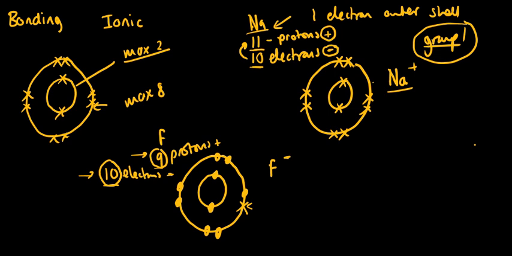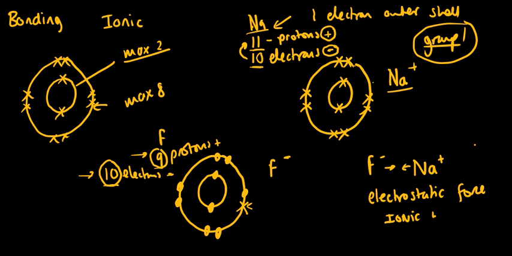Okay, so this works out quite well, because now what we've got is sodium, Na, with a positive charge and fluorine with a negative charge, and they're going to be attracted to each other because of the opposite forces, and these are called electrostatic force. And this is therefore going to create an ionic bond between our sodium, Na, and our fluorine.